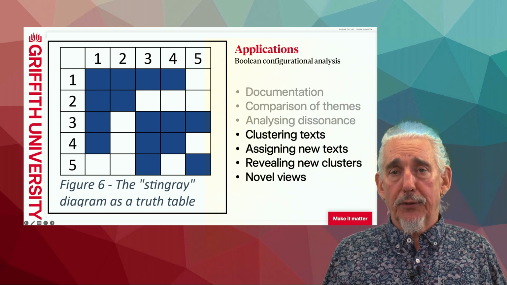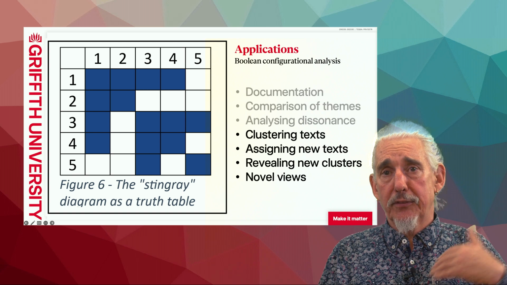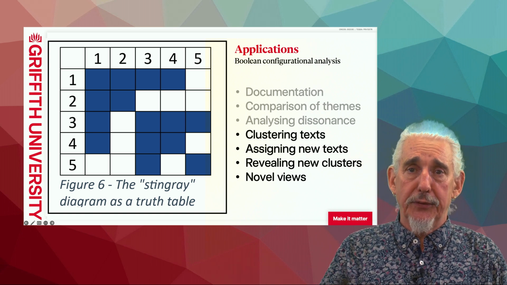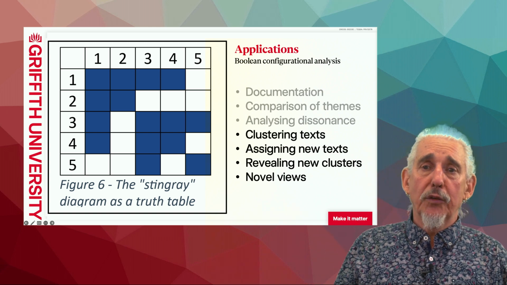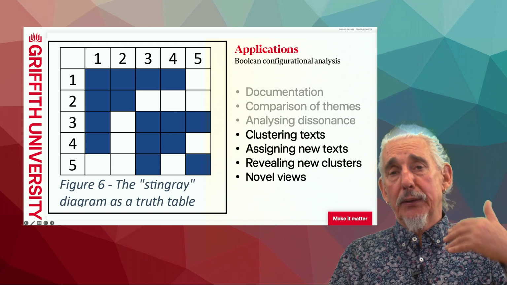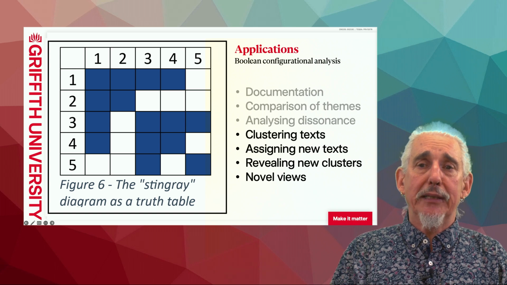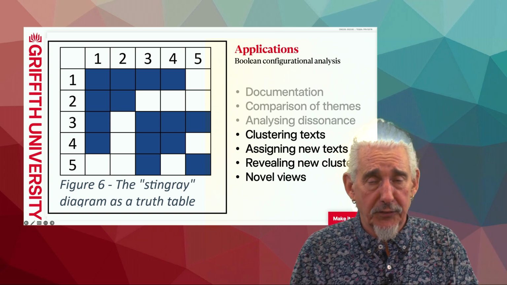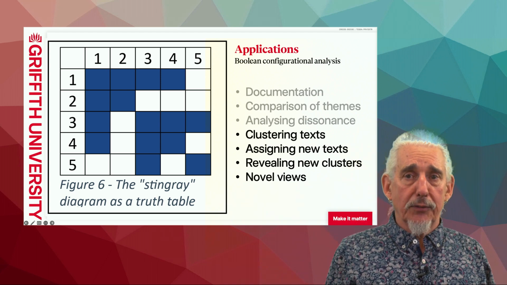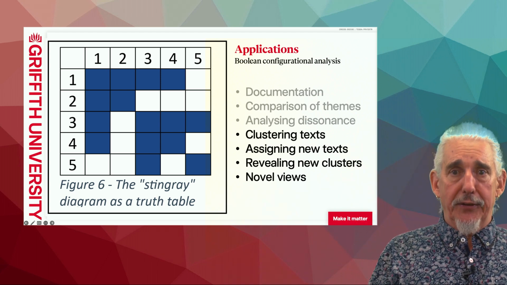We can quickly cluster a group of texts. So as long as we've got pre-coded text, we could quickly do that clustering and identify which texts belong in which row. We could get a new text that hasn't been coded before, and we could quickly look for the concepts which we know are going to differentiate it between the clusters that we've already recognised. We can reveal new clusters, and we can use those new clusters to interrogate novel views.